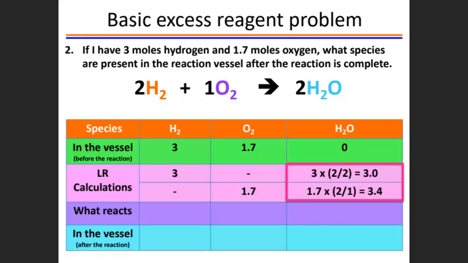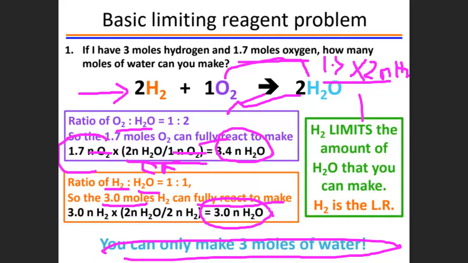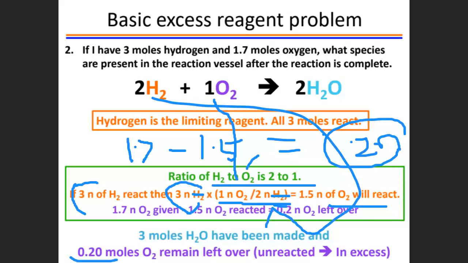Basic excess reagent problem. If you have 3 moles of hydrogen and 1.7 moles of oxygen, what species are present in the reaction vessel after the reaction is complete? This is the same as the last slide we talked about, but there are 2 ways that we do here. You see, we can make the ratio with the product. It depends on what type of question is asking.